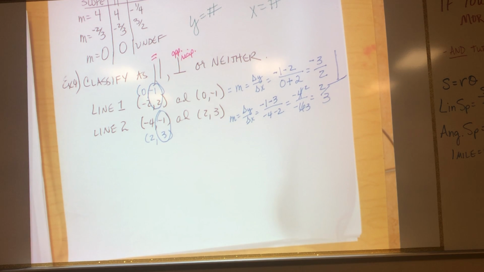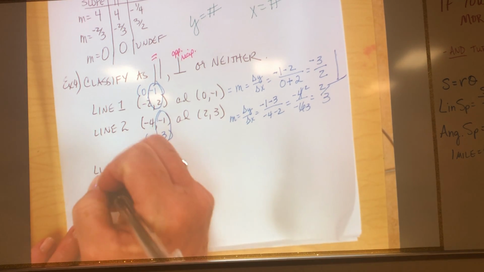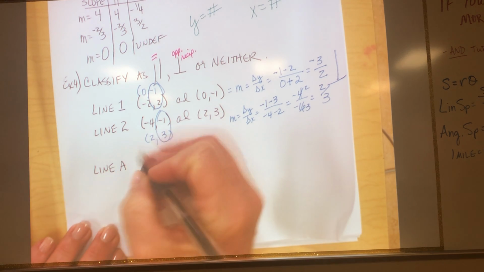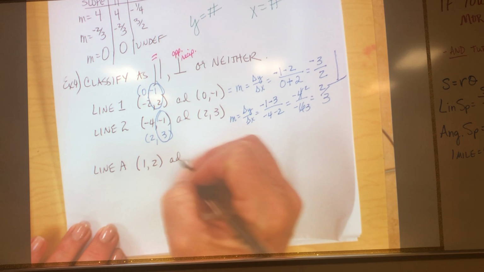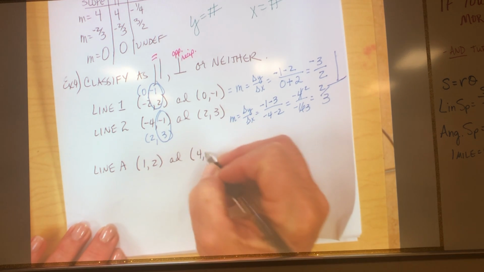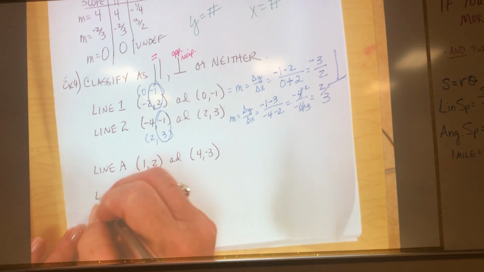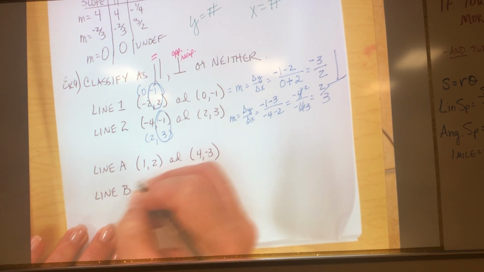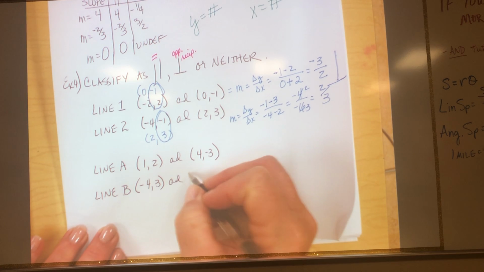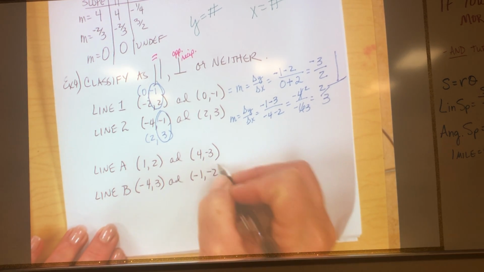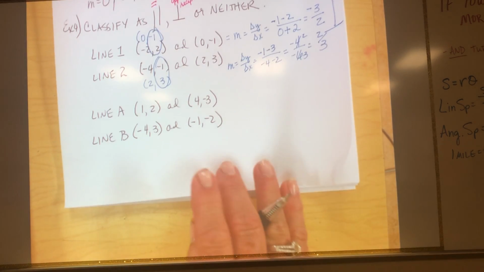You want to try another one? One more? Yeah, let's do one more. So here's line A. It goes through the points 1, 2 and 4, -3. Line B goes through the points -4, -3 and -1, -2. All right, you try that one.